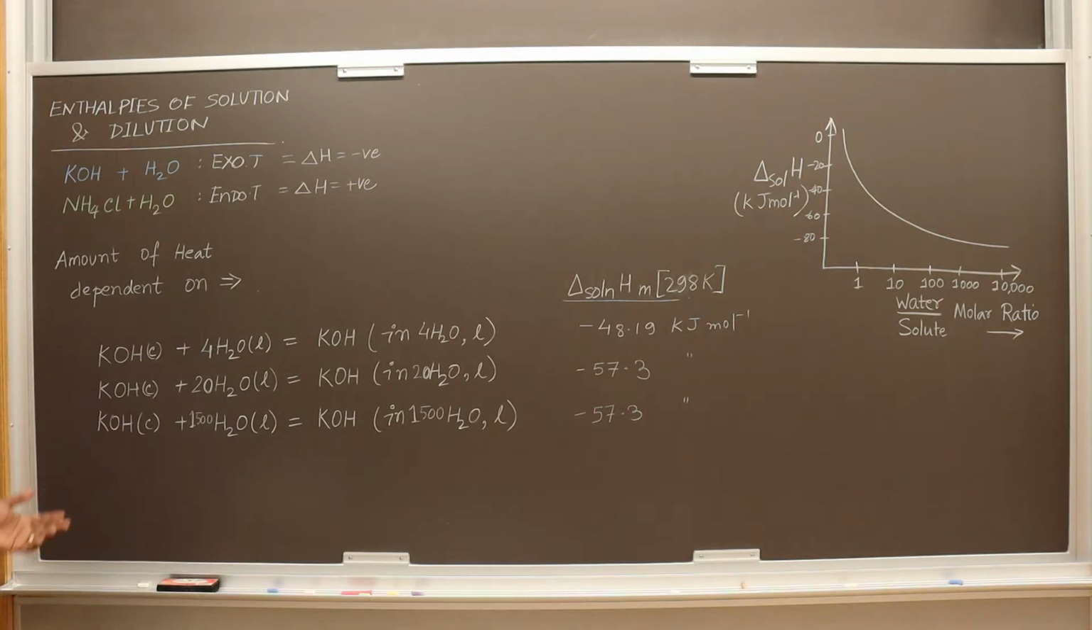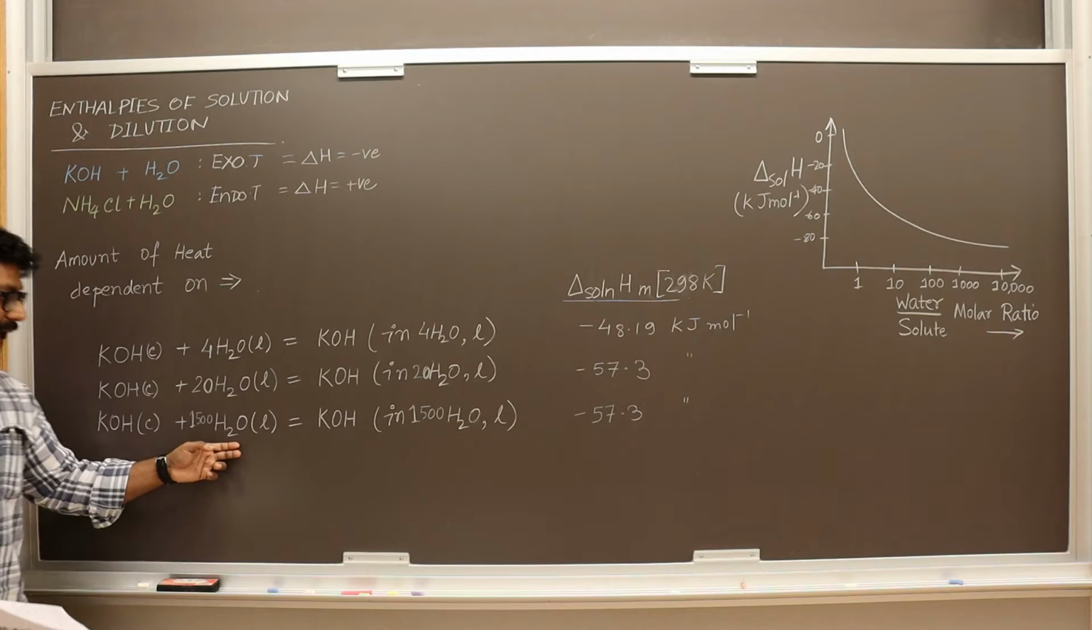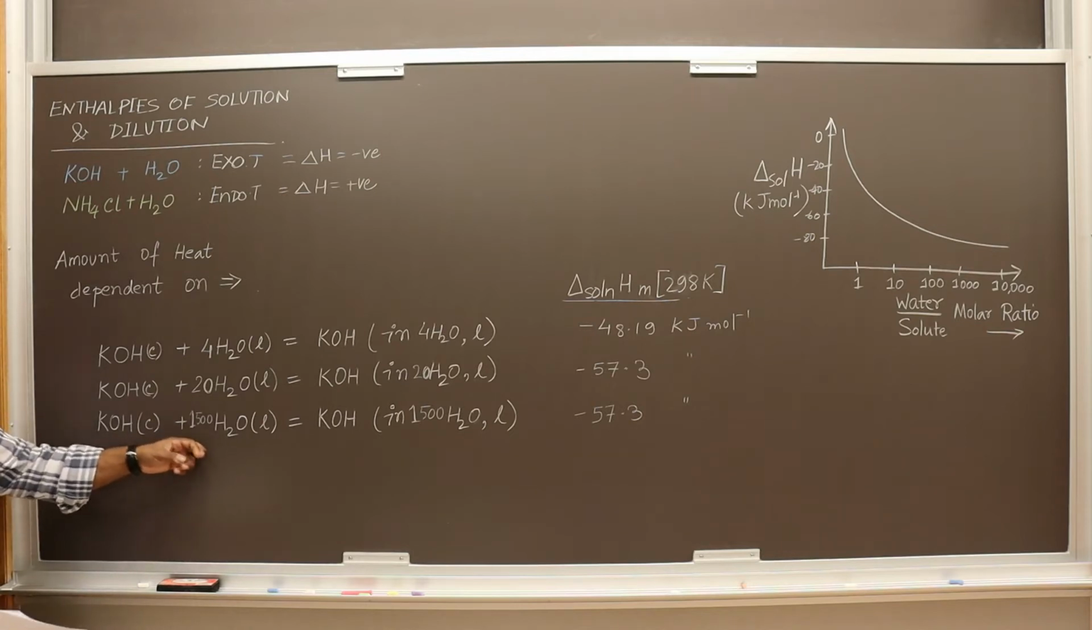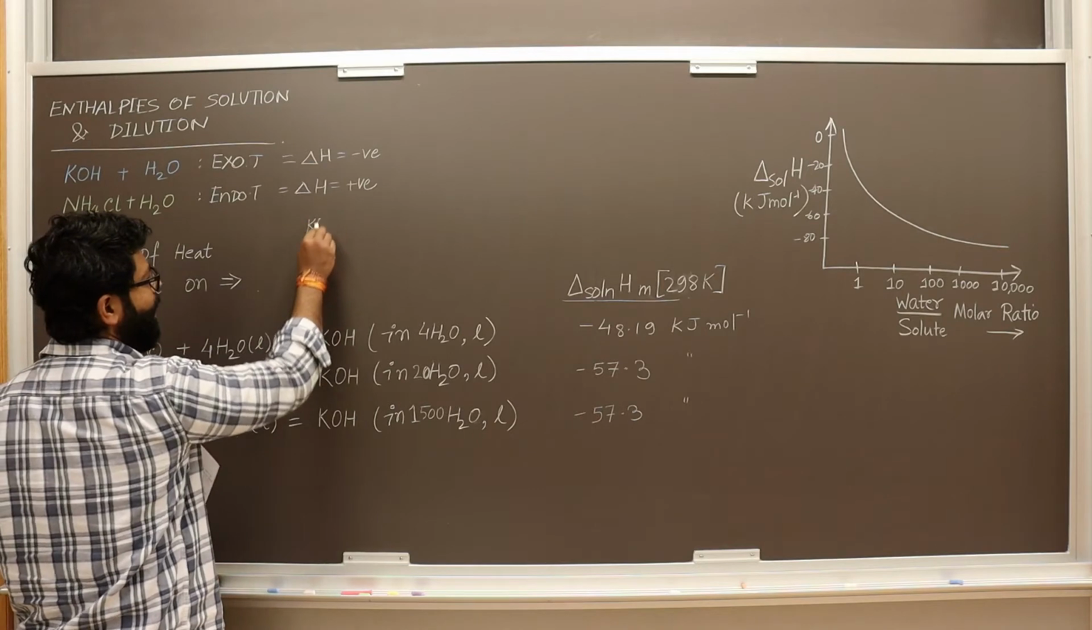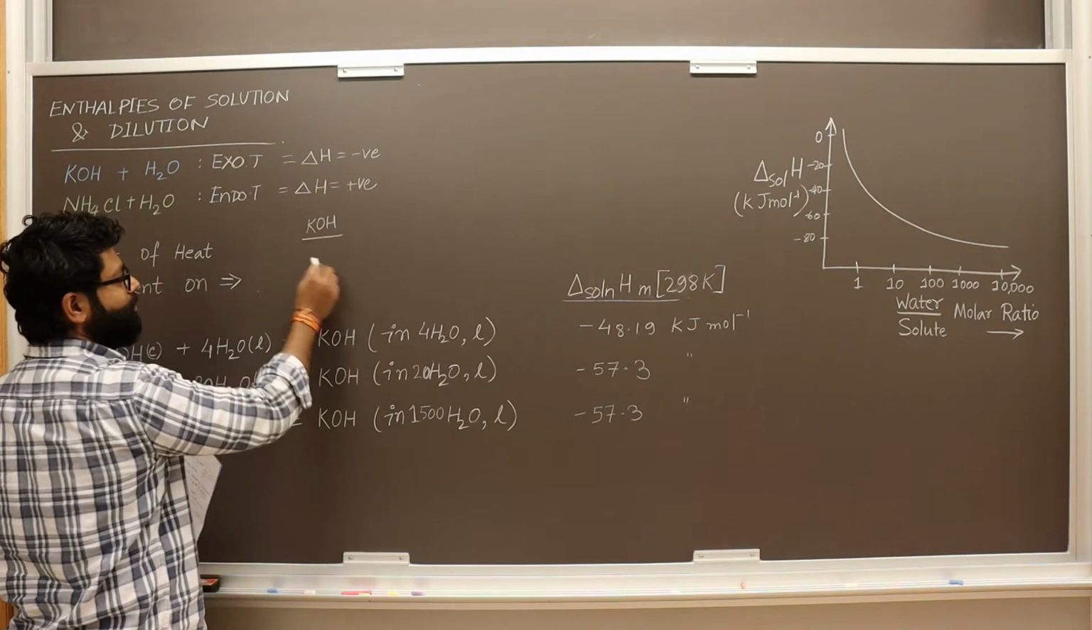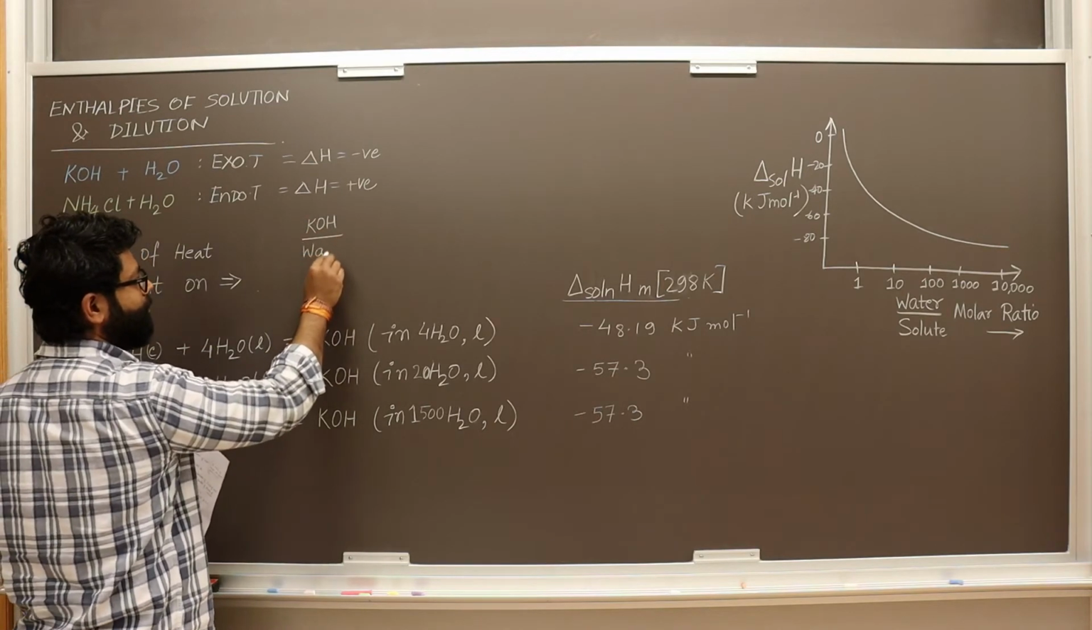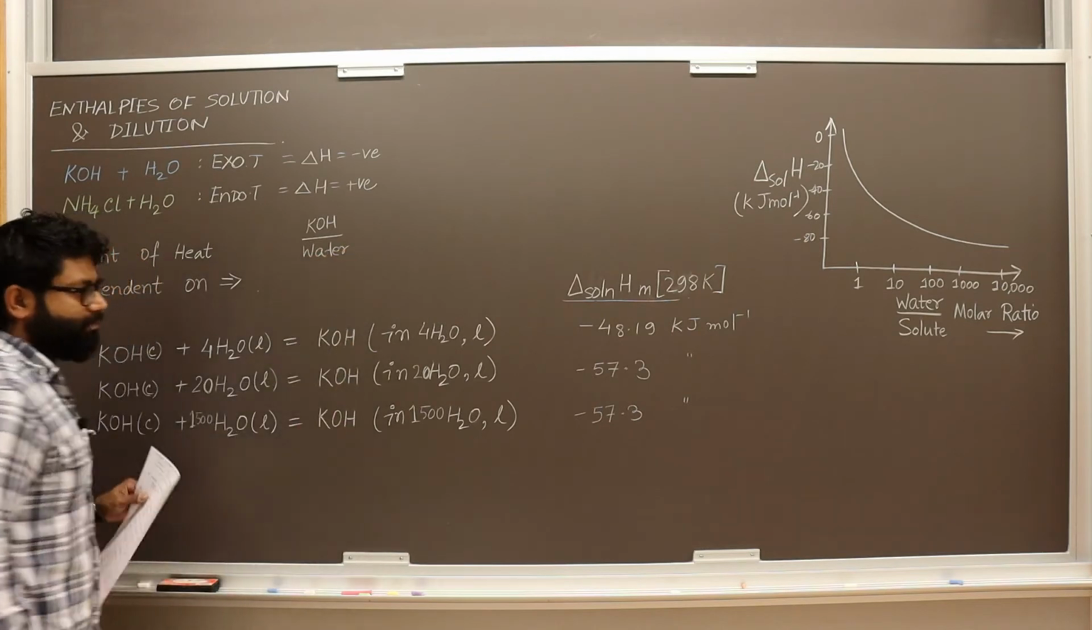Now why is this happening? You are taking more water, and by taking more water, you are varying the ratio of the amount of KOH to the amount of water, right?